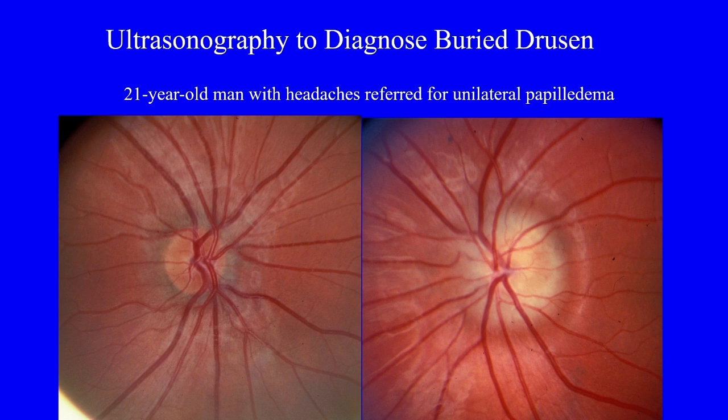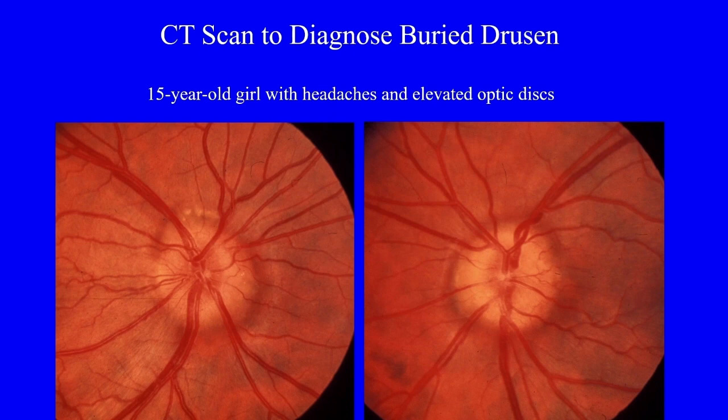This was a 21-year-old man with headaches and was sent to me for possible unilateral papilledema. You can see a somewhat small optic disc, but otherwise normal on the right. And this obviously elevated disc on the left, and I would have been concerned, and was, about this, but you do ultrasonography and you can see the drusen there as you turn down the gain. Here's another patient referred for papilledema. Again, elevated optic disc, but caused by drusen, not by increased intracranial pressure.